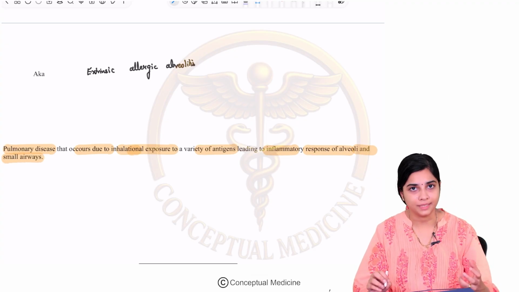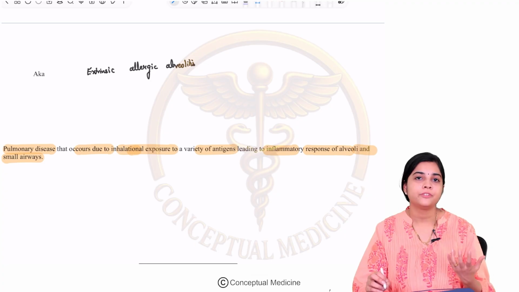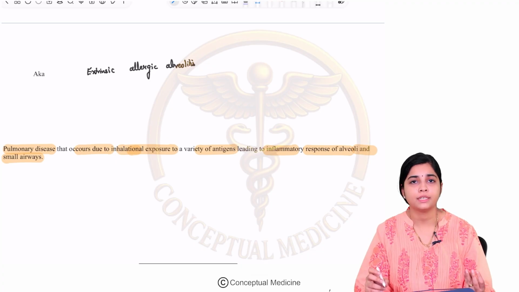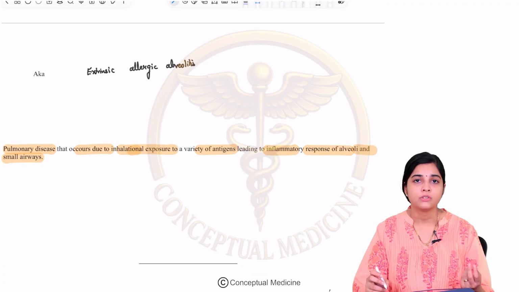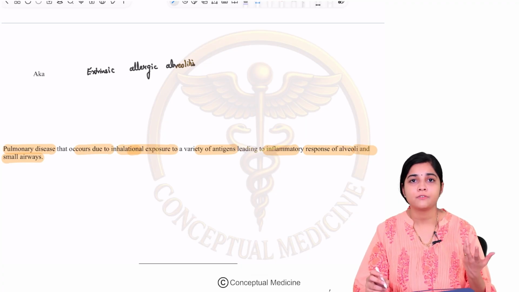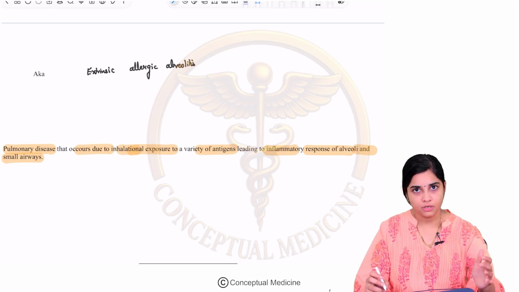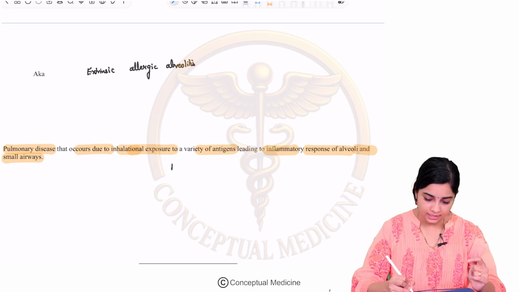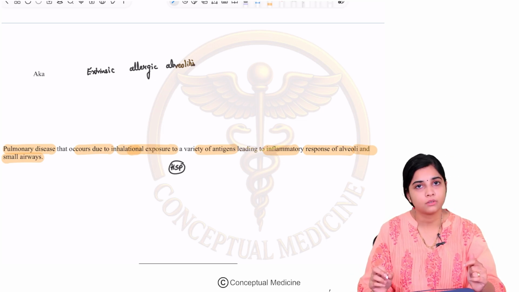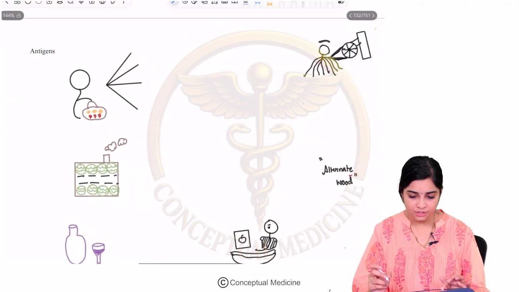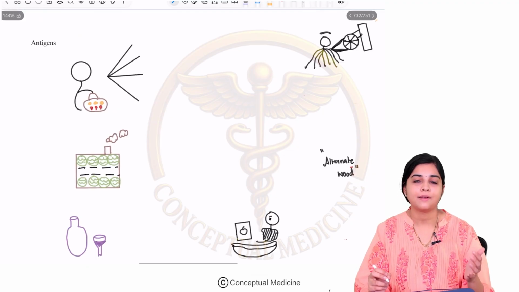Okay, so what does this mean? So you have different types of inhalational exposures. You can have organic dust exposures, you can have bird dropping exposures, you can have agricultural exposures. So all of these can kind of elicit a hypersensitivity response in certain individuals, resulting in damage to the alveoli and small airways, and this is what we call HSP. Okay, clear?